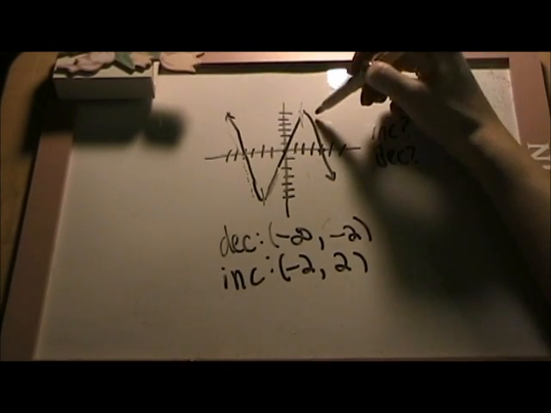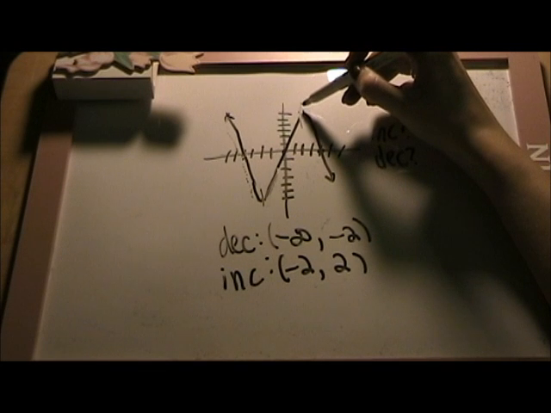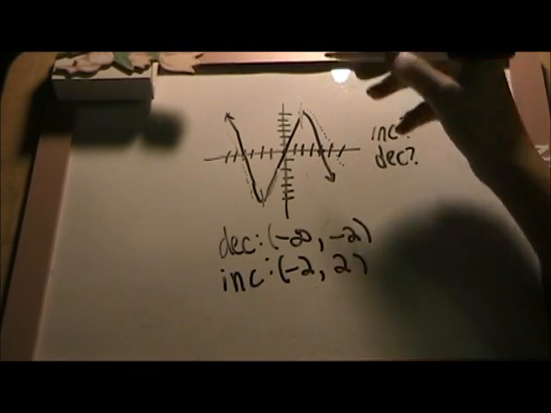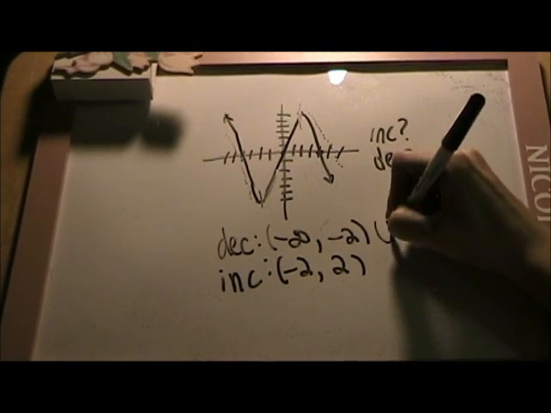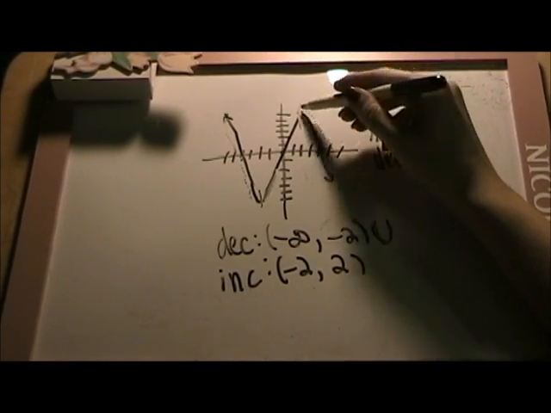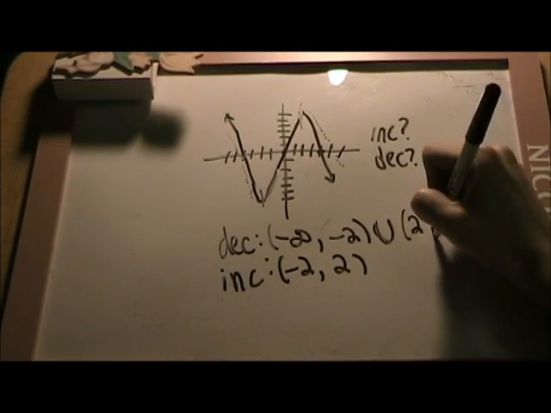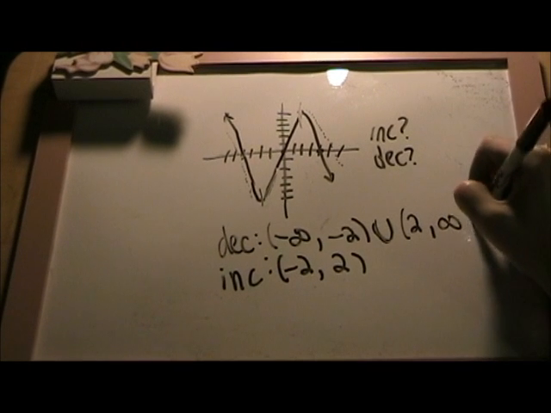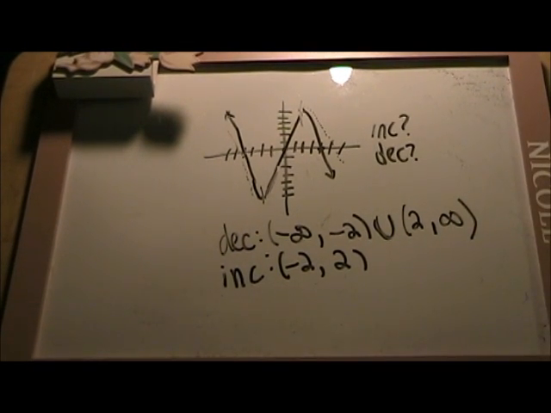But we're not done yet. Now we have to go this length. So from here, we're going down. So we're decreasing. We already have one, so we're going to put a U. And then our domain for this section, we started at 2, and our x values are going to positive infinity. So increasing and decreasing, always describing the domain for each.